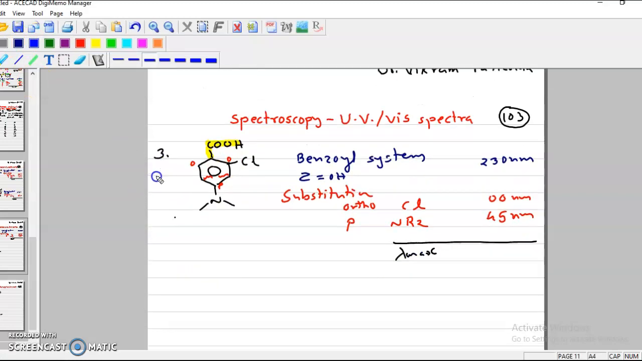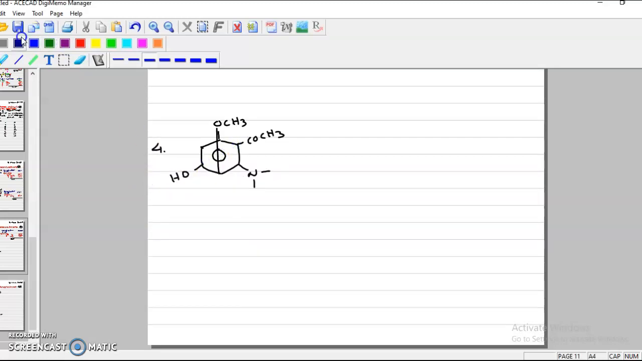Okay, next example is this one, and here we will see that our system would be COCH3. Okay, our system is COCH3, where Z would be CH3. So it is basically benzoyl system, where Z is equal to carbon, that means ketone, aromatic ketone is present, and for aromatic ketone base value is 246 nanometer. Next is substitution.